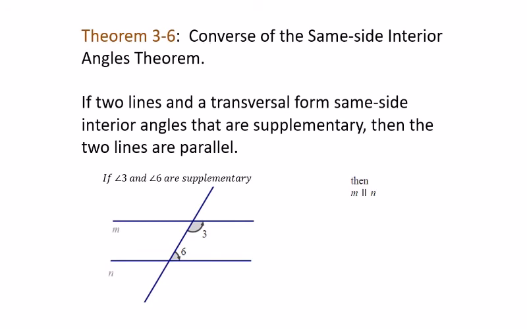All right, so here's theorem 3-6, the converse of the same side interior angles theorem. If two lines and a transversal form same side interior angles that are supplementary, that add up to 180, right, then the two lines are parallel. So in this case, if angle 3 and angle 6 add up to 180, if they're supplementary, then that means that line M is parallel to line N.